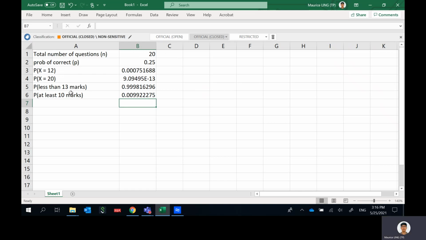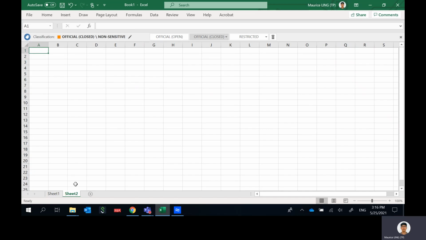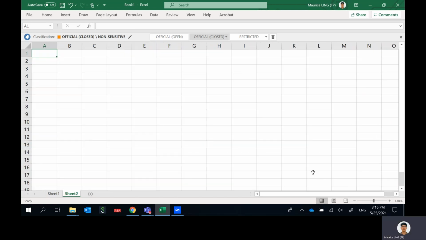At least 10 marks, also inclusive of 10 marks. Yeah, at least 10 marks. So we can actually do this for testing. So for example, I want to calculate my marks. So my marks is actually the R, right? The number of marks is R.